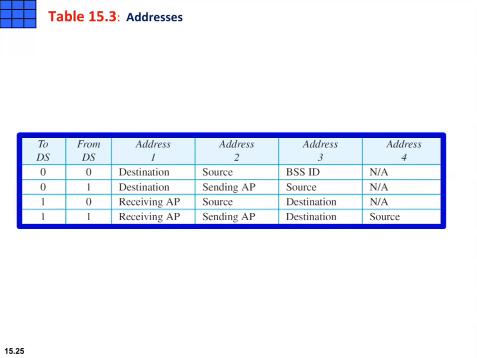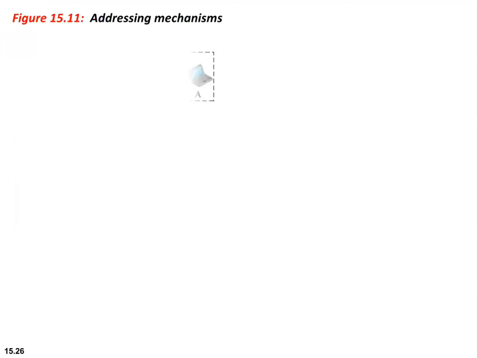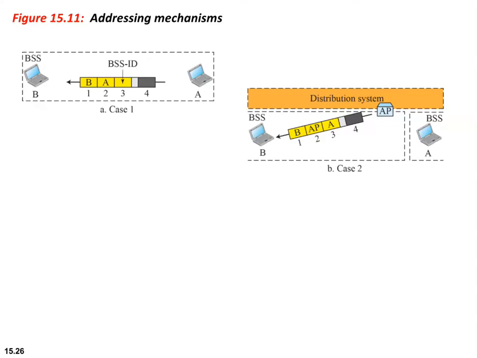Next see case 2. Case 2 is To DS is 0, From DS is 1. Then address 1 will be the destination, address 2 will be the sending access point, and address 3 will be the source address in that BSS. Here we can see in case 2, when To DS is 0 and From DS is 1, the transmission is from a distributed system. That means through a distributed system, it is from one BSS to the other BSS.